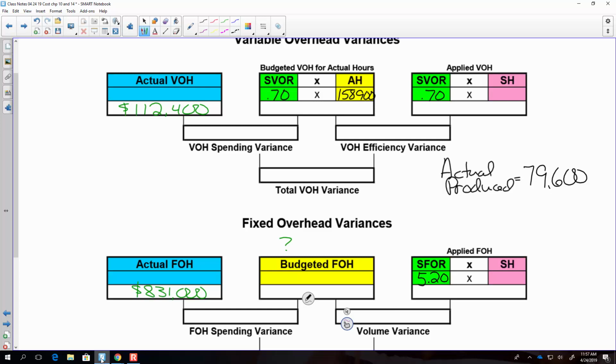How come I didn't use $10.40 and $1.40? What is that? That's per unit numbers, right? So we don't use those at all in this analysis. All right. How about SH? What's SH going to be like? Actual production times 2. Times 2 hours. Very good. And what is that, Polly? 159,400.